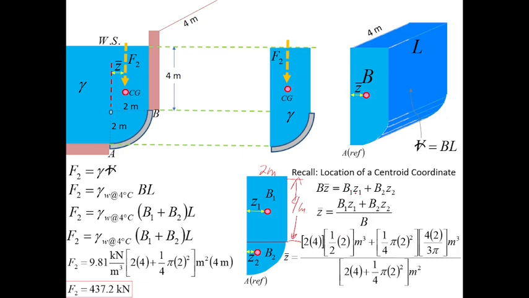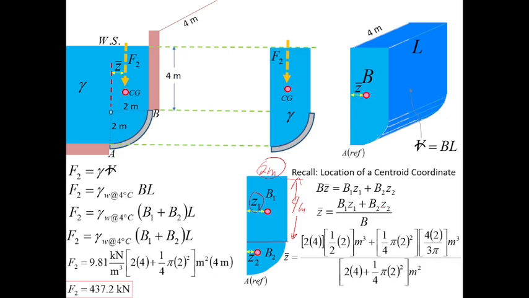Then, Z1. Recall the centroid of a rectangle: if this is Z1 and this side is 2, the centroid coordinate is half of 2. So, our Z1 is half of 2. The unit is meter, so cubic meter.